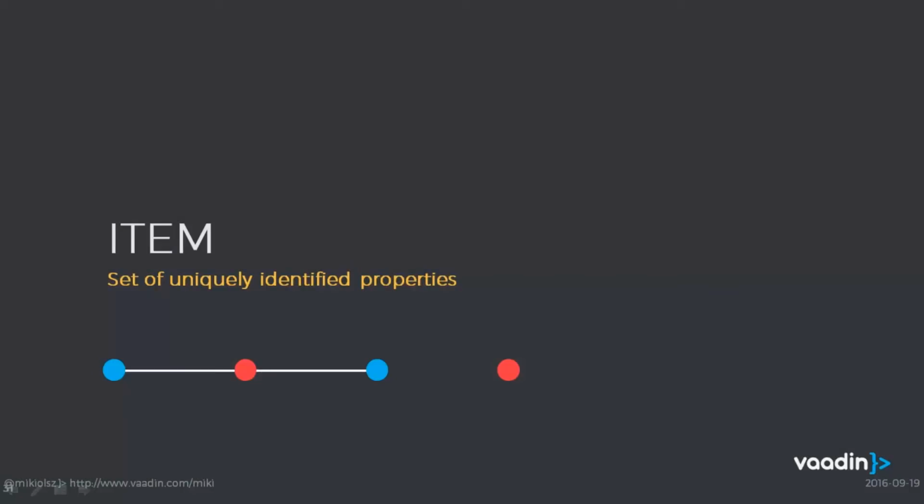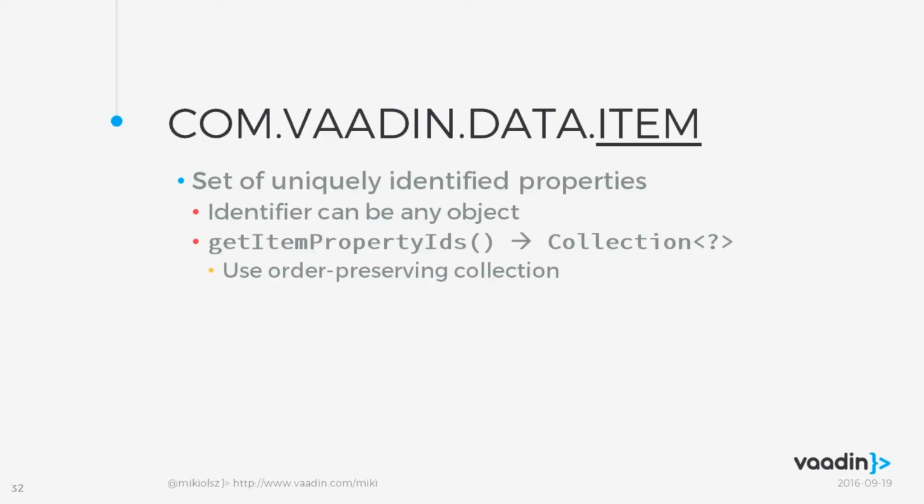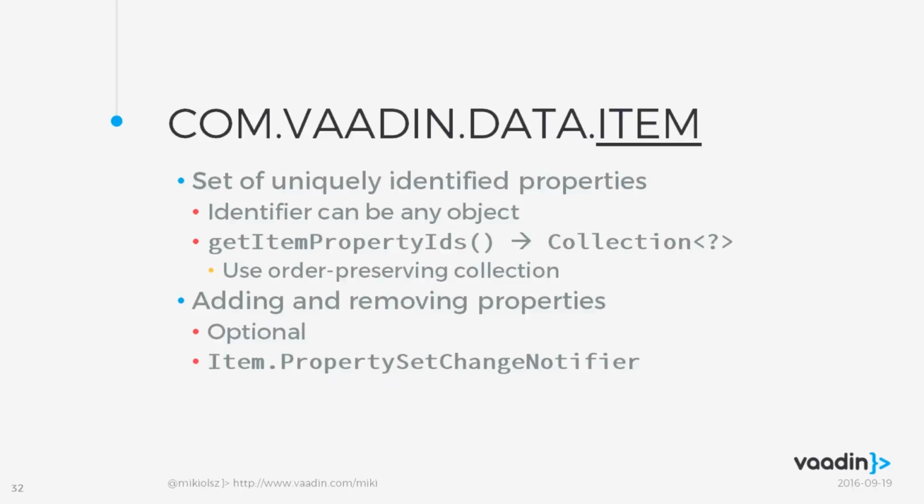Now the next step is an item. It's a set of properties which are unique in one item. The identifier can be any object, and if you're implementing your own item, please make sure that you're using some order-preserving collection. So a list, for example, would be good. There is an optional support for adding and removing properties, and the generics of properties are lost. So once you get a property from an item, then you have to get its value and typecast.